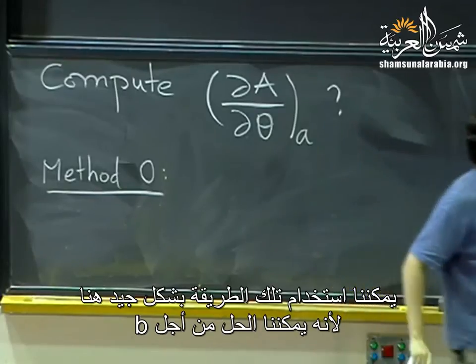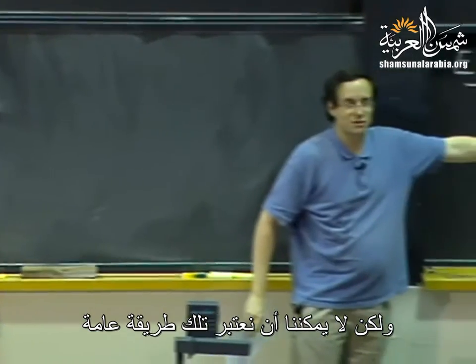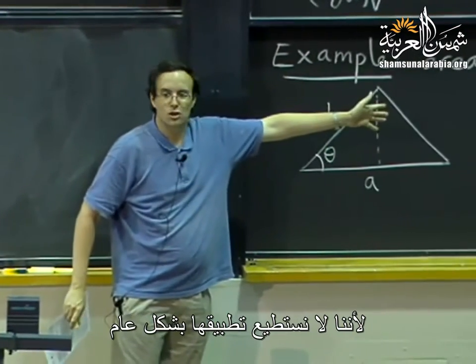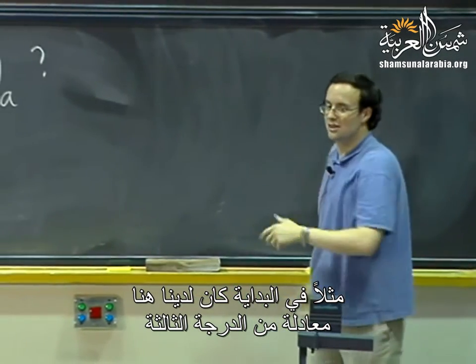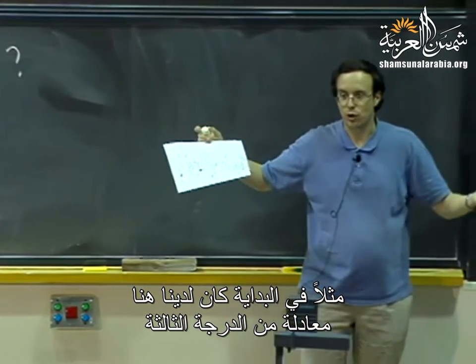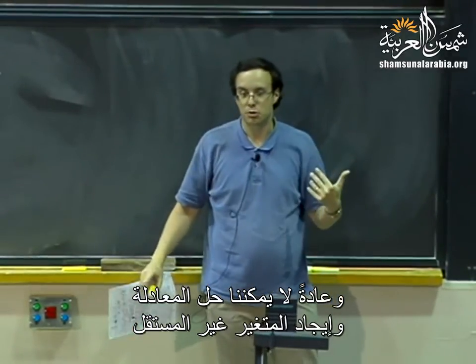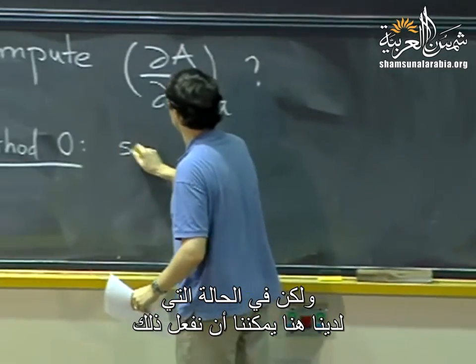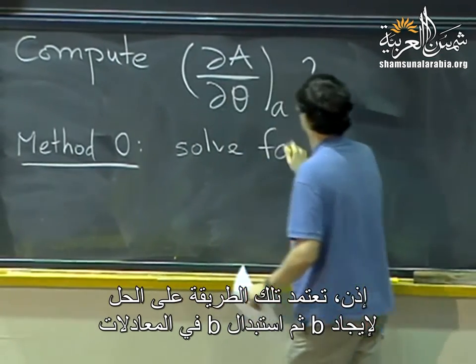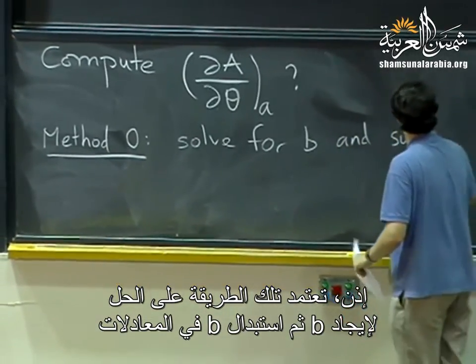Okay, so here it works well because we know how to solve for b. But I'm not considering this to be a real method because in general, we don't know how to do that. I mean, in the beginning I had this relation that was an equation of degree 3, you don't really want to solve your equation for the dependent variable usually. Here we can. So solve for b and substitute.